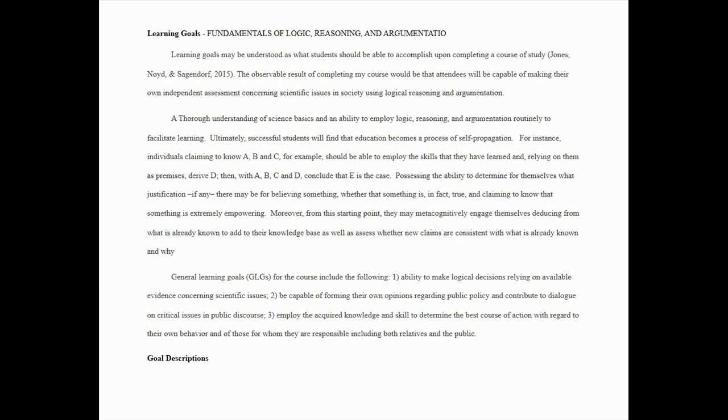To that end, the General Learning Goals (GLGs) for the course include the following: 1. Ability to make logical decisions relying on available evidence concerning scientific issues. 2. Be capable of forming their own opinions regarding public policy and contribute to dialogue on critical issues in public discourse. 3. Employ the acquired knowledge and skill to determine the best course of action with regard to their own behavior and of those for whom they are responsible, including both relatives and the public.